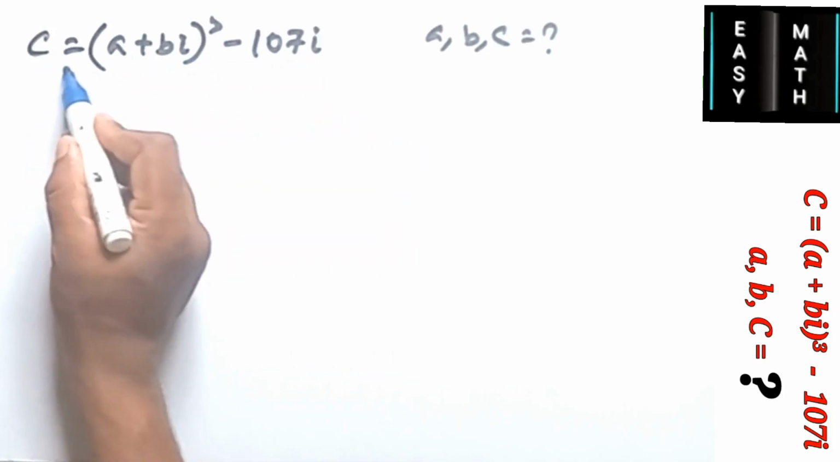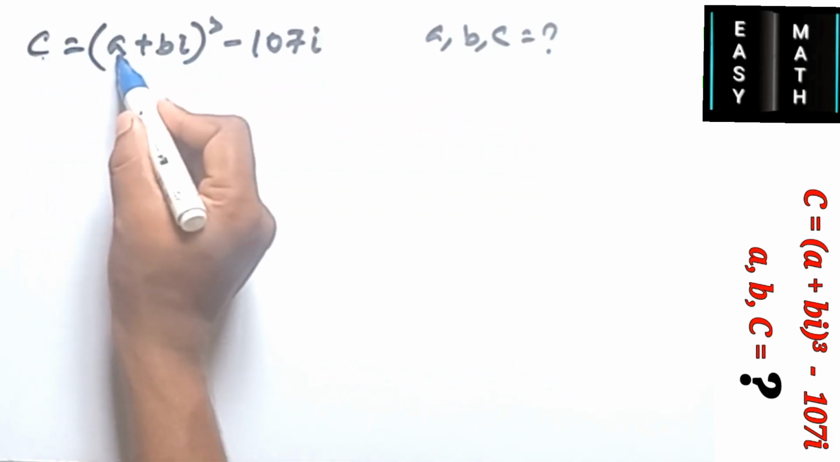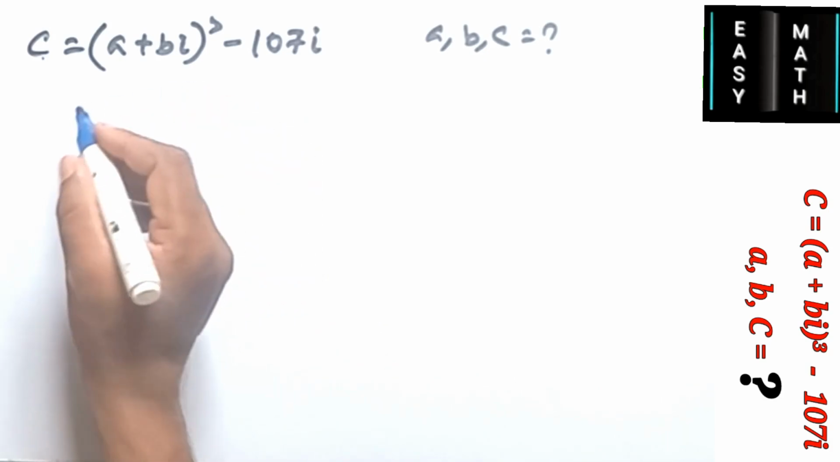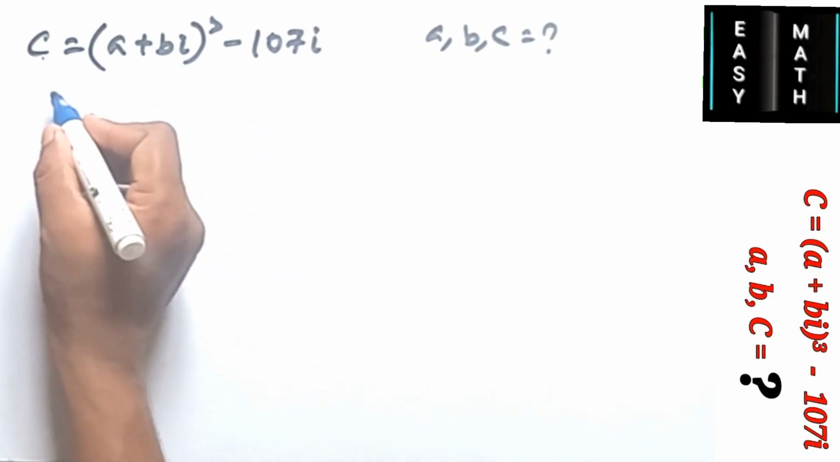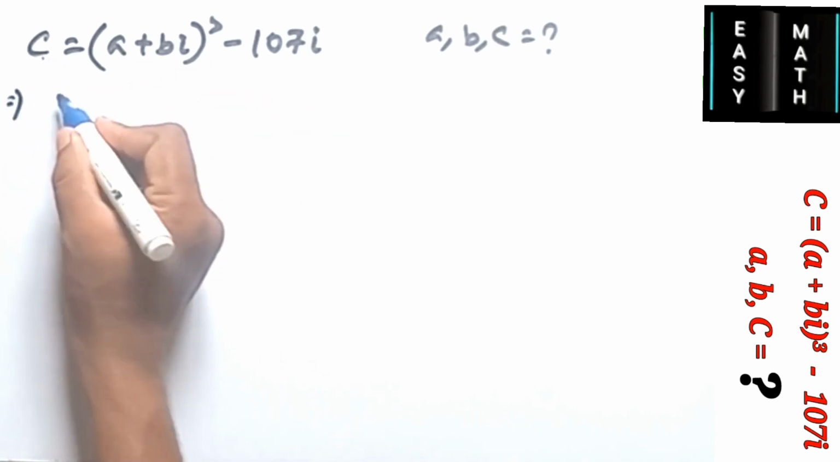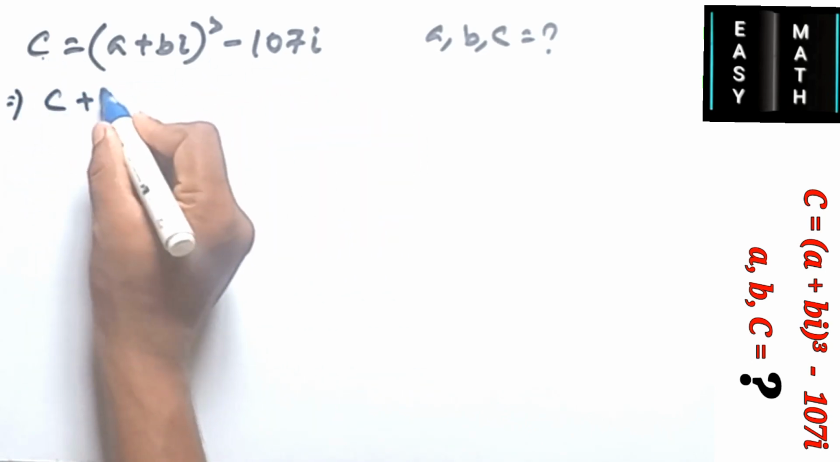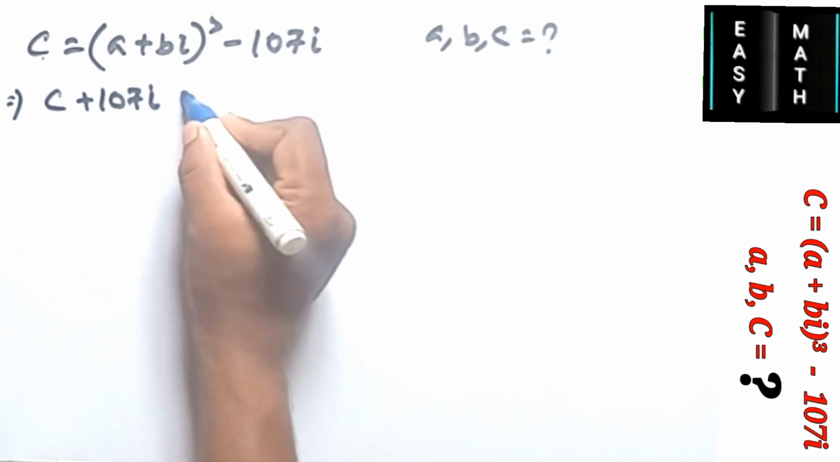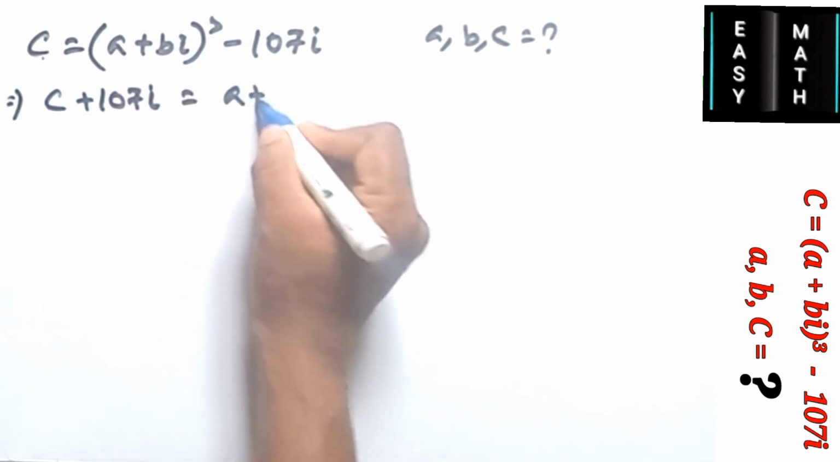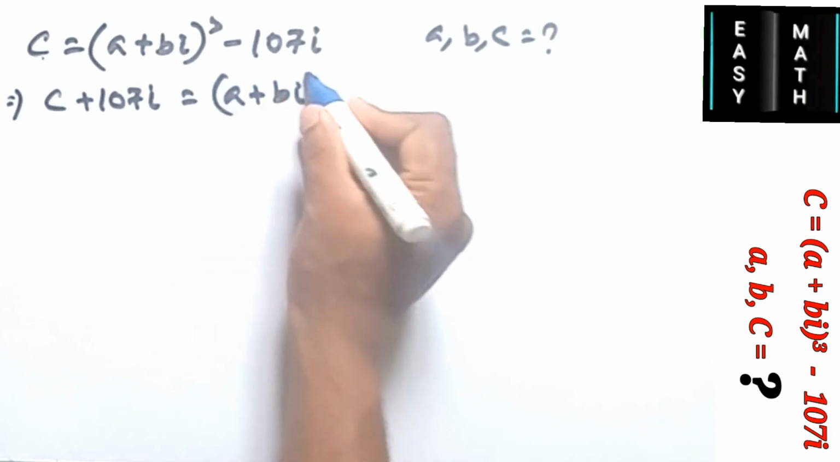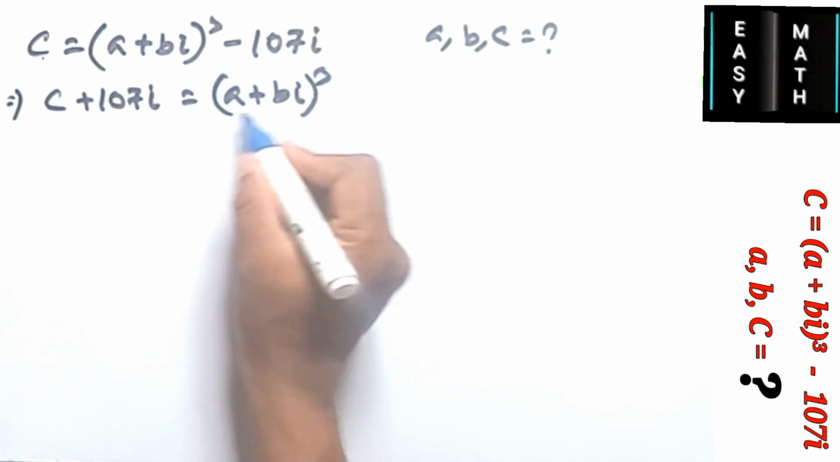This C is equal to this. So find out the C value, A value and B value. How? First we can write the C plus 7i, and there is the A plus bi cubed, and we know the formula.